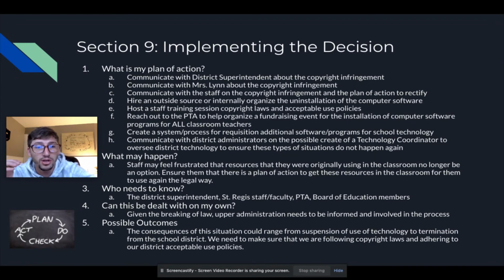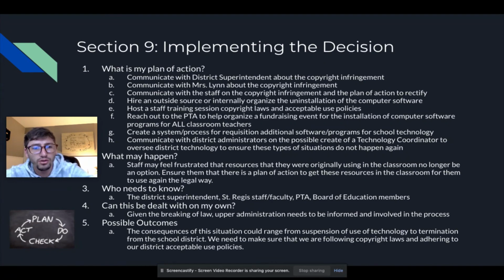Out of those three communications with those stakeholders, depending on what conversations are had with either the district superintendent or Mrs. Lynn or the staff, the Board of Education most likely will need to be notified at some point in that communication. I would then either hire an outside source or internally organize the uninstallation of the computer software. Then I would host a training session on copyright laws and acceptable use policies for our staff. I would then reach out to the PTA to help organize a fundraising event for the installation of computer software programs for all classroom teachers.